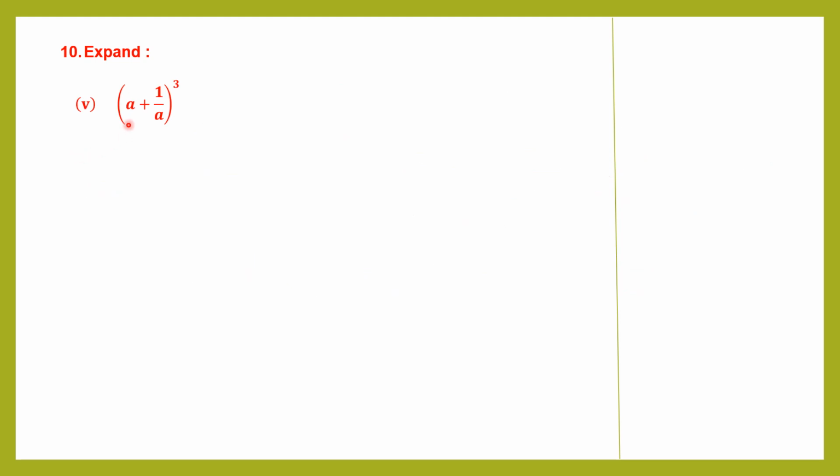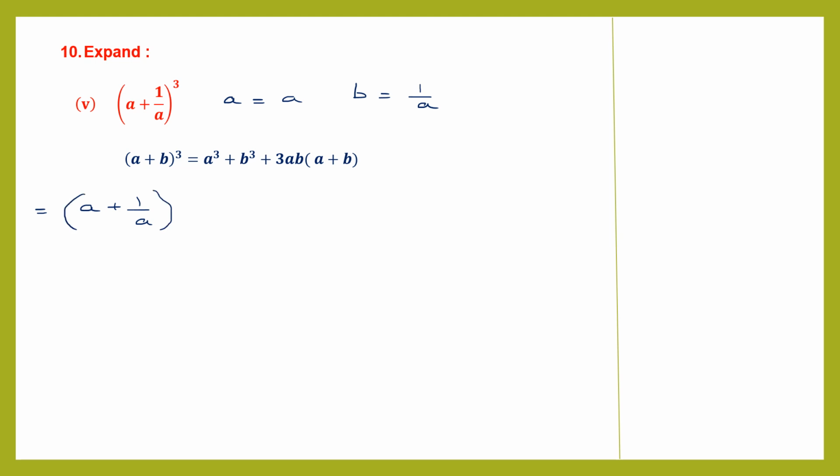Fifth one, here we have a plus 1 by a. So in this case, a will be just a and b will be 1 by a. Now let's use this formula. So here a plus b the whole cube is actually a plus 1 by a the whole cube.